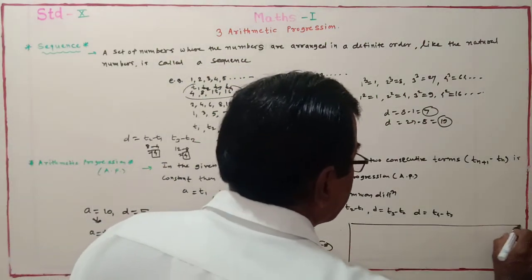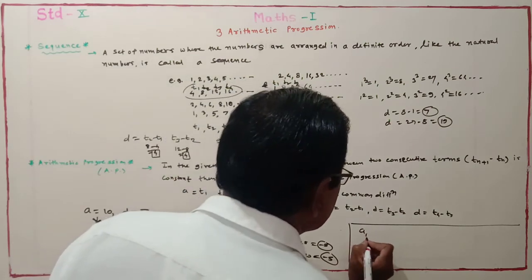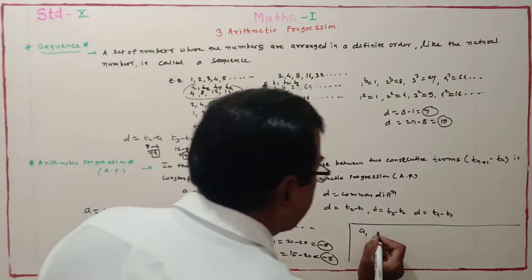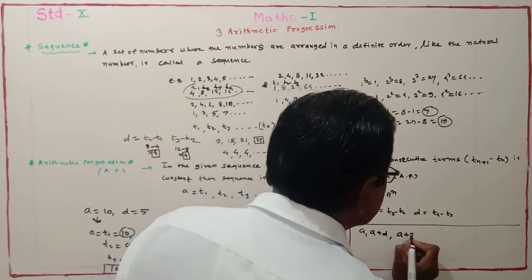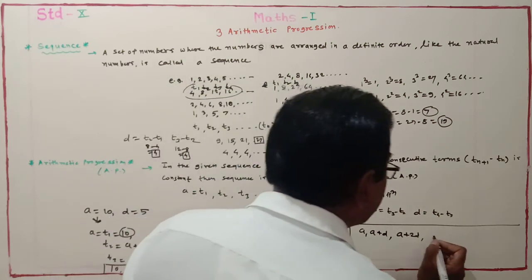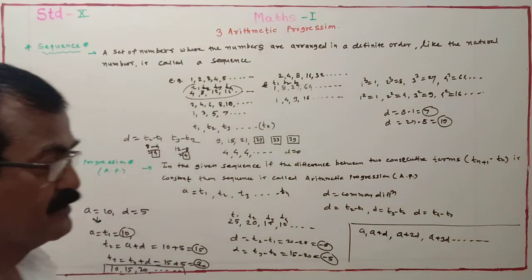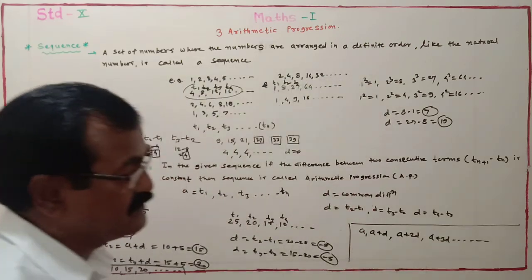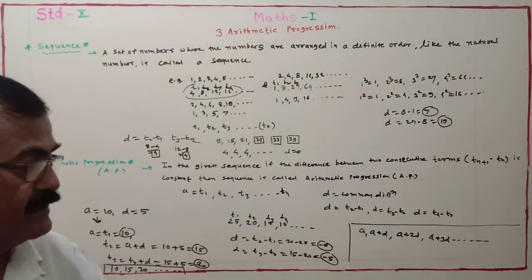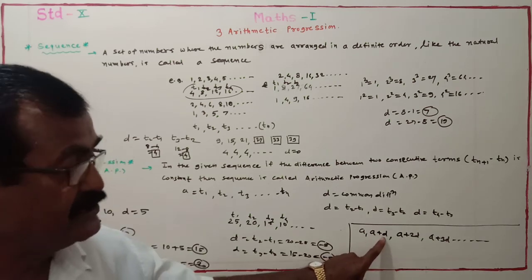Therefore in an AP, A is the first term, A plus D is the second term, A plus 2D is the third term, A plus 3D is the fourth term, and so on. A plus D minus A is D.